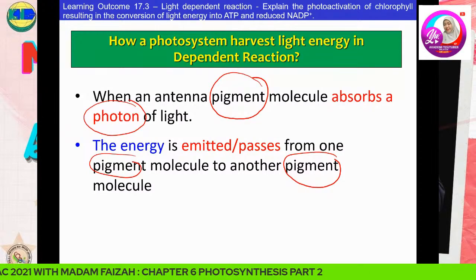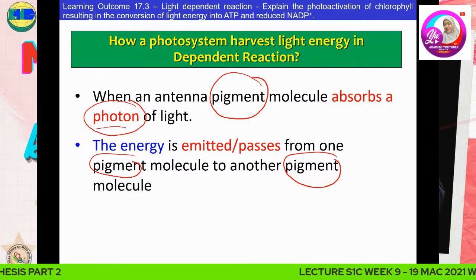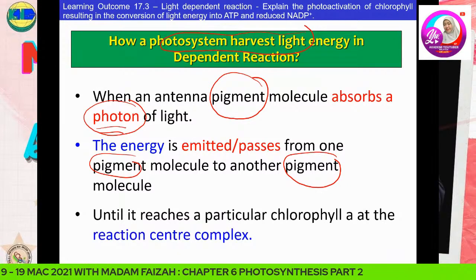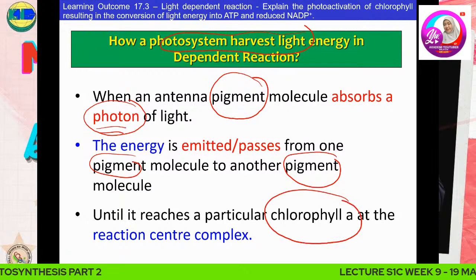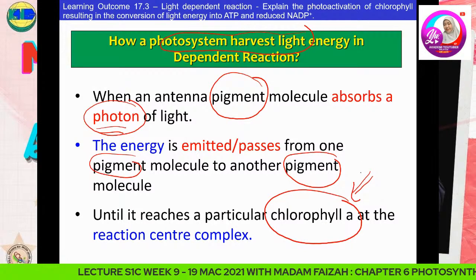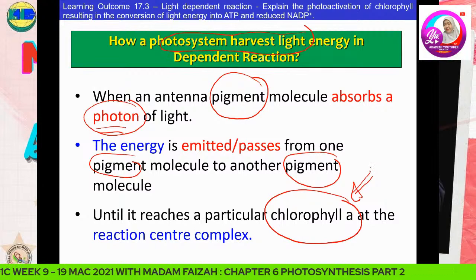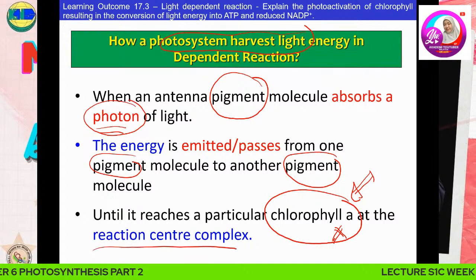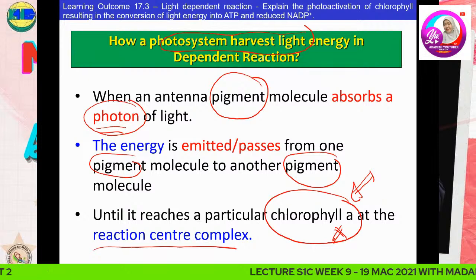Class, what are you learning in this class? You are learning how they absorb the light energy in terms of photon, and how this photon, this light energy, is harvested in the photosystem, which involves two types of photosystem. So as you can see, the main chlorophyll which is involved in absorption of light energy is chlorophyll A. And class, please remember chlorophyll A is the hero, the center of everything. That's why we label chlorophyll A as the reaction center complex. Teacher repeats once more, class: chlorophyll A is the reaction center complex.